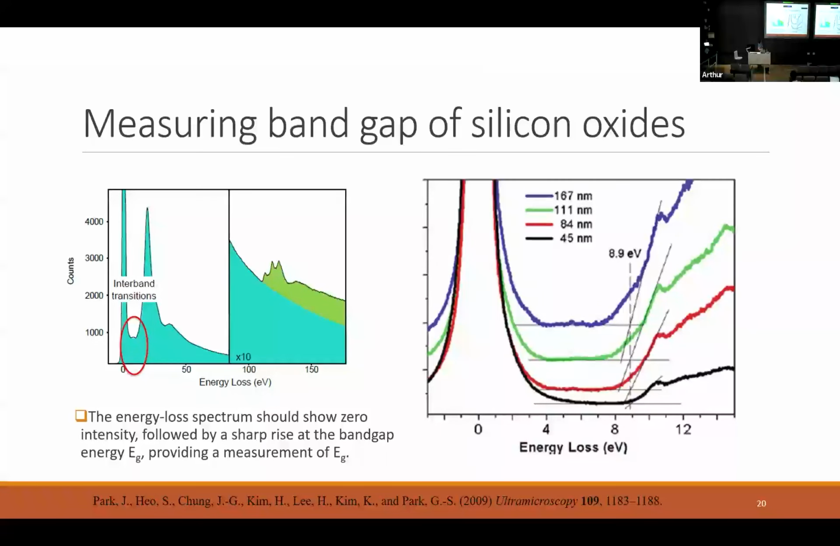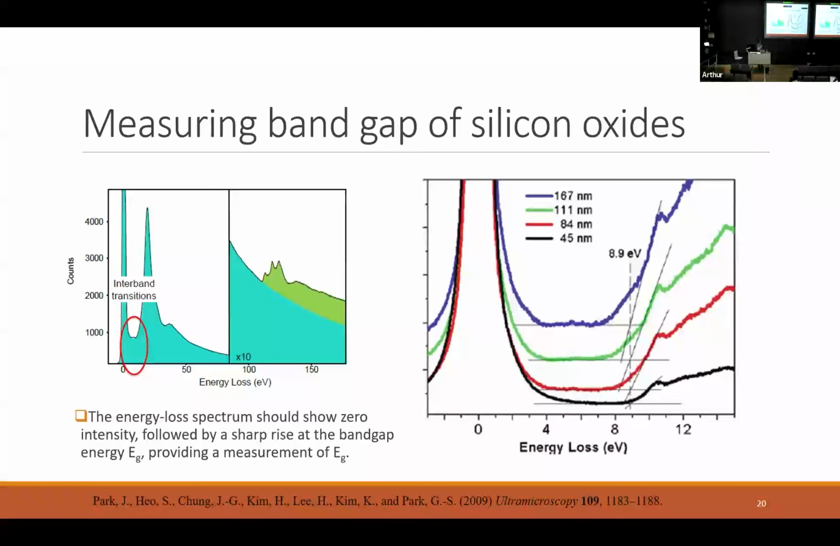Another thing we can do is measure the band gap of different materials. The idea here is that between the Fermi level and the highest occupied level, there are no states for the electrons to go into. So we shouldn't see any EELS signal in that region. But once we start to overcome the band gap, we can start to see these transitions occur. So that's what this diagram on the right is.